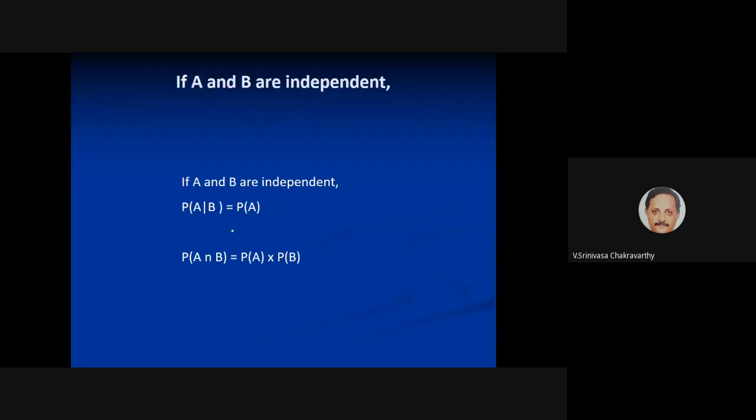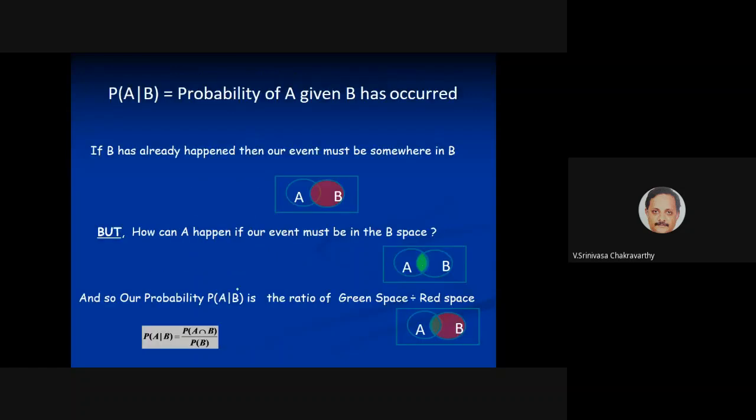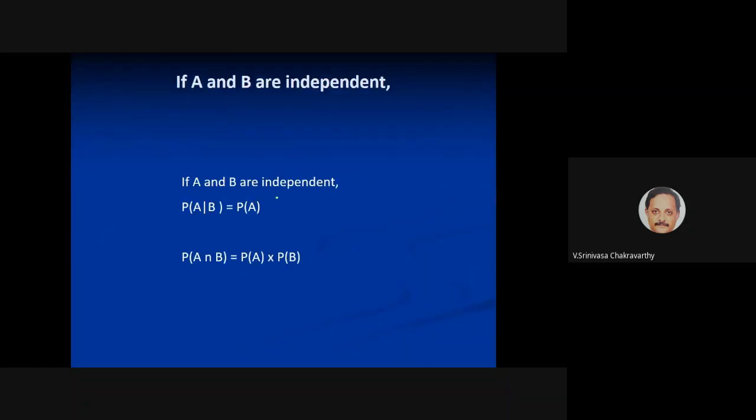Now, if A and B are independent, then the probability of A given B is simply the probability of A. So that will be just P(A) on the left side. Therefore, in the case of independent events, the probability of A and B is simply the product of P(A) and P(B). So this is true only when A and B are independent.